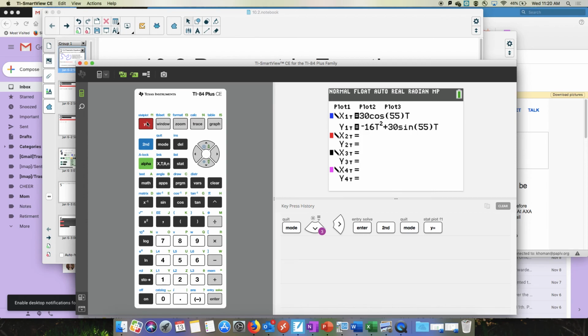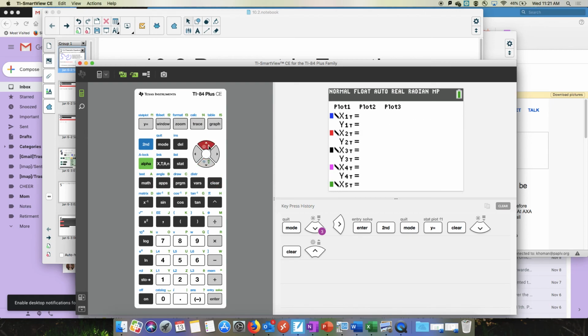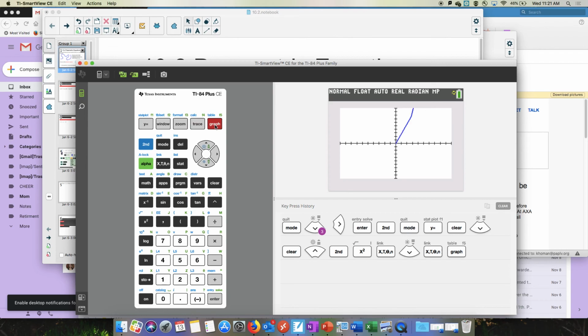When you go to y equals, you now have an x equals and a y equals. Go ahead and put in your radical t and t. Your x button will now be t because you are in parametric mode. When you're in polar mode, this button is theta. When you're in sequence mode, this button is n. Now, watch. When you hit graph, it graphs.